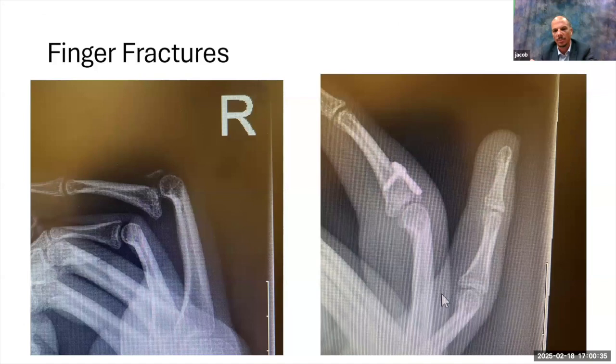We have a number of other tricks where we're trying to use smaller fixation to give us good stability. This is somebody who dislocated their finger, the joint popped out of the socket, and they broke off a piece of bone in doing that. With just this very small plate and a single screw, when we understand the mechanics that go into that fracture, we can restore stability and get people moving their fingers faster.